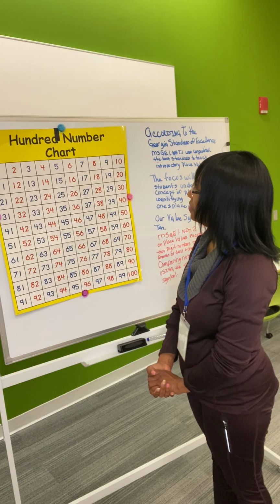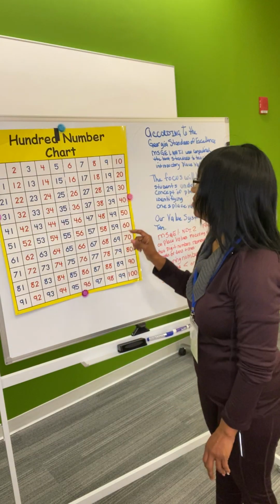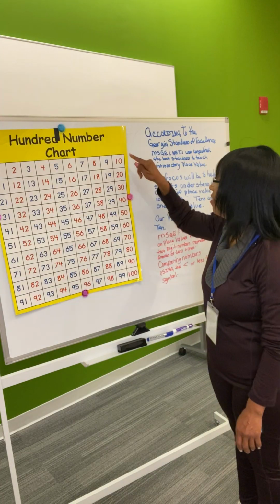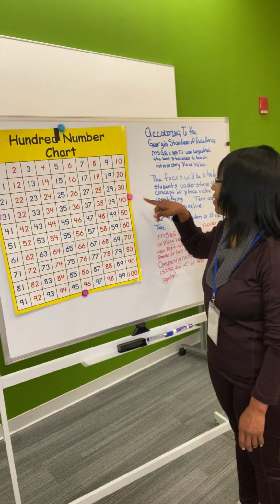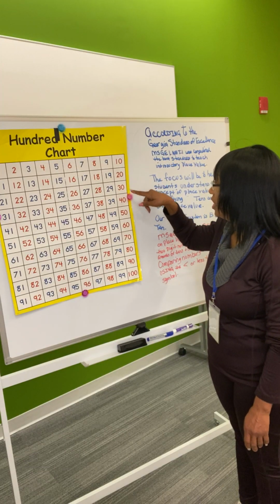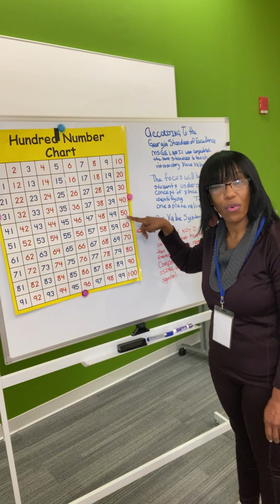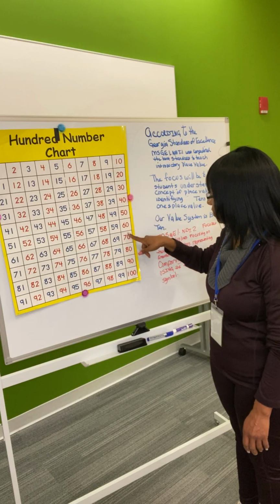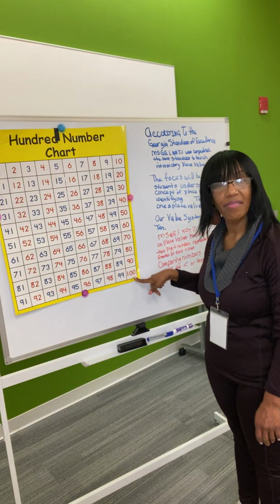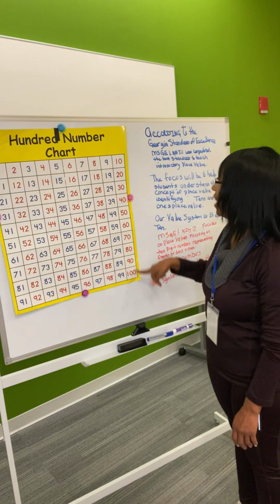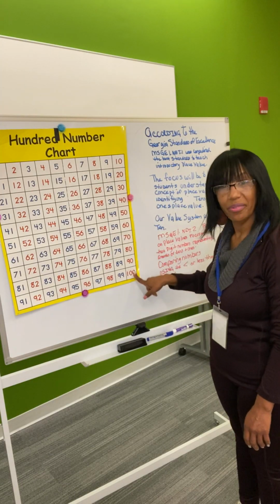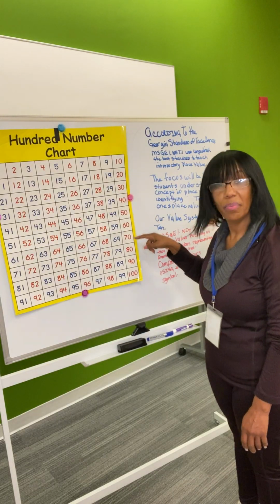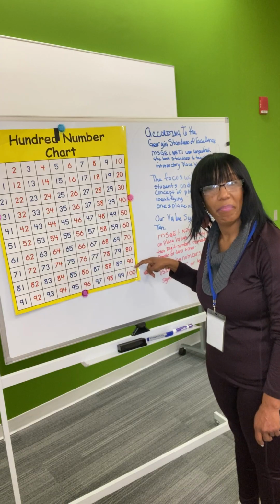Patterns. I would ask the students, as we are counting by tens, if they have noticed a pattern. 10, 20, 30, 40, 50, so on and so forth. That all the numbers in the right column have zeros. This is a pattern as we count by tens because we use base 10 as our counting measure.